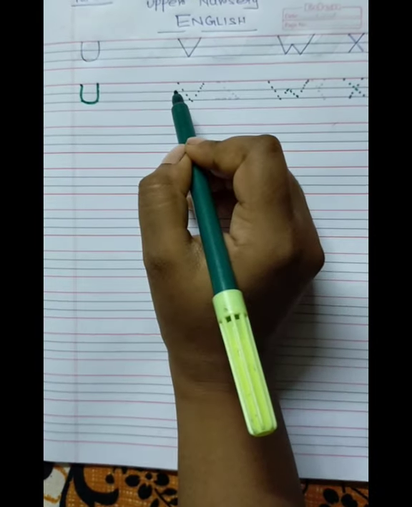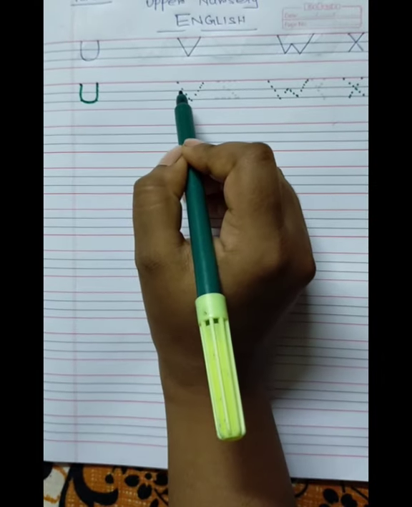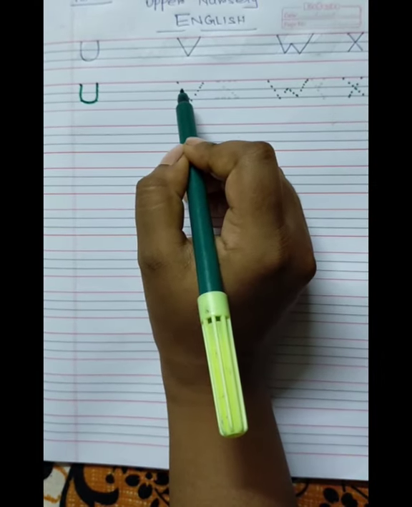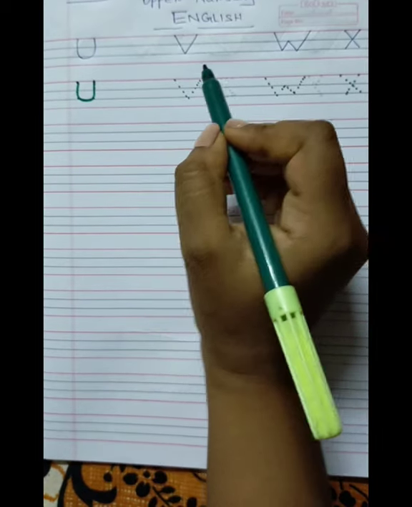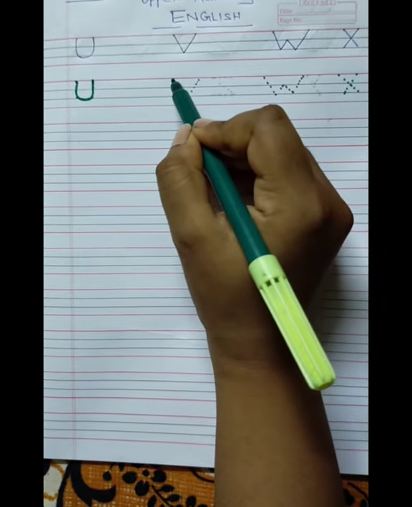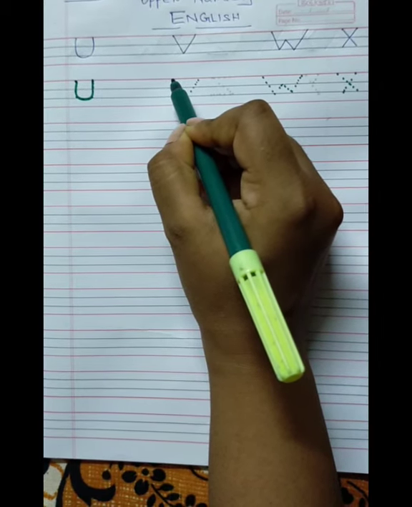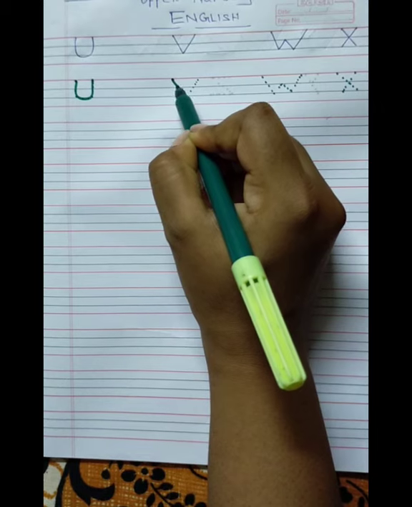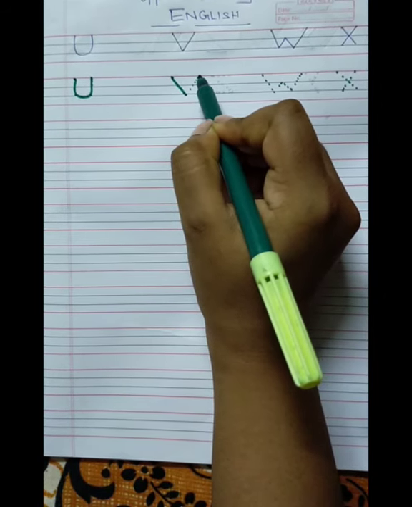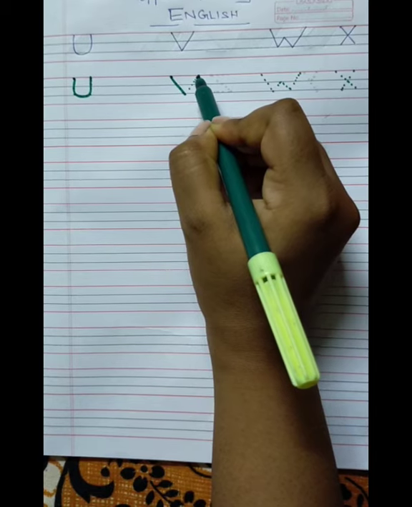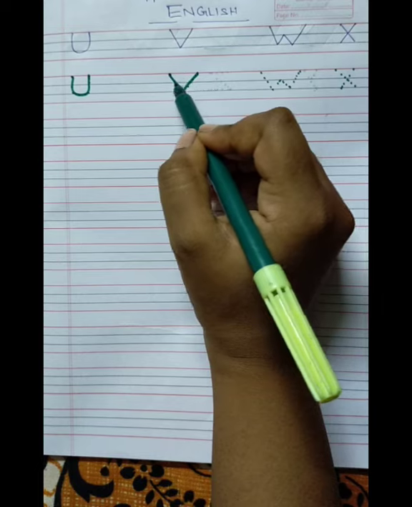Now comes V. But V is not the example of wave curve. V is the example of slanting line. Remember, children, how the slanting line was? So let me start. From the first point, drag it towards the down, slightly sidewise. And again from the first point, drag it downwards. So see, two slanting lines form V.